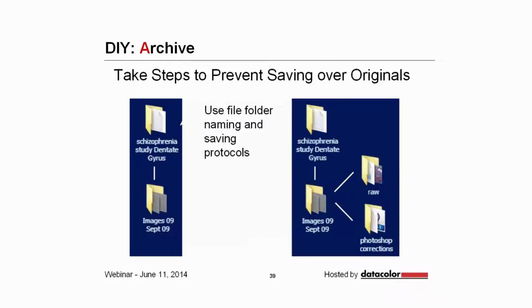And then a way that you can take steps to prevent saving over originals is to use file folder protocols. Rather than drop all of your images into one folder, you separate them out and have your images divided as they are on the right, where you have your original images in one folder and then other images in a folder that you might call Photoshop corrections or ImageJ or whatever, certainly dividing your original images out from the images that you're correcting.